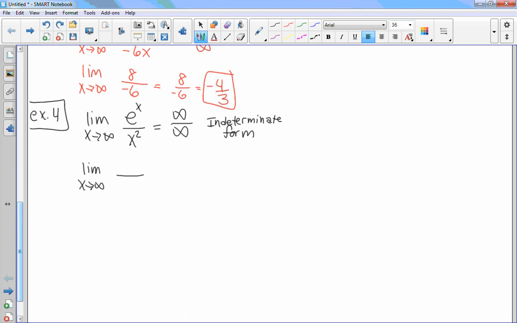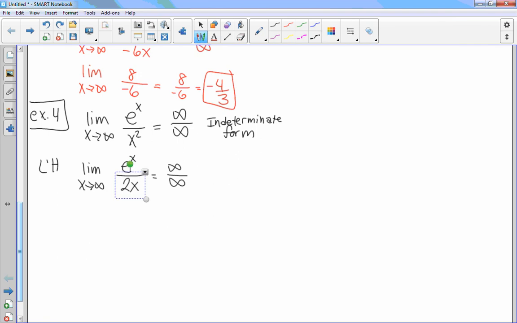Rebecca, what's the derivative of e to the x? So you put it the same. That's a nice one, right? And the derivative of x squared, 2x. So, what do you get when you plug in infinity? Indeterminate form, right? So what are you going to do? You do it again. Because this could have been your original. As long as you have an indeterminate form, you can apply L'Hopital's rule again.